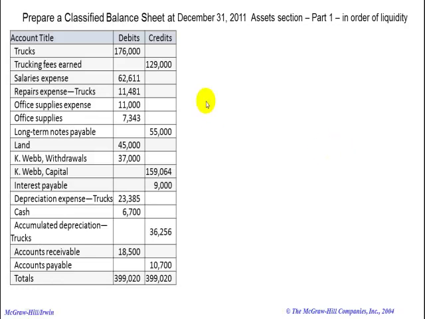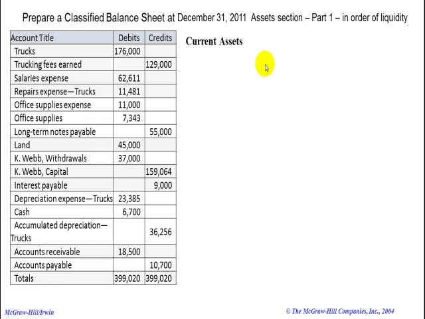Next part of this problem, you have a completely different set of trial balance numbers, and you could have a different set of them every time that you do a problem, but you have a different set of these numbers, and we're supposed to put together a classified balance sheet, and we're supposed to do it in the order of liquidity. And for the sake of this problem, so you can see everything that's going on, I'm just going to do the asset section on this slide, and then the next slide I'll do the liability owner's equity section. So here we go, part one, asset section.